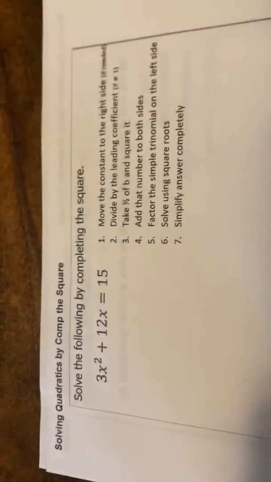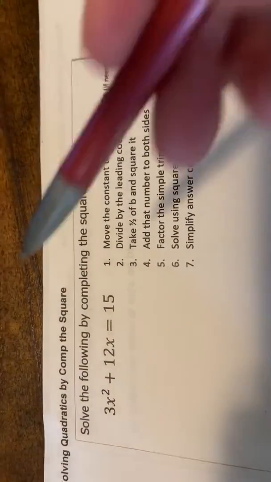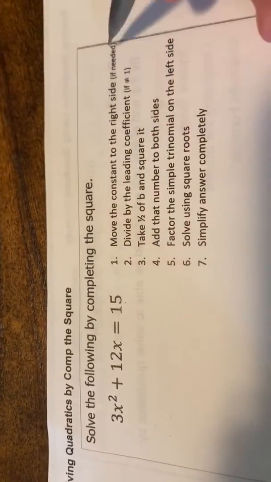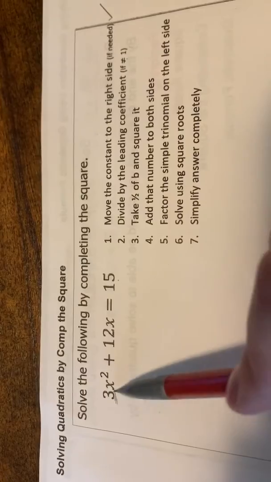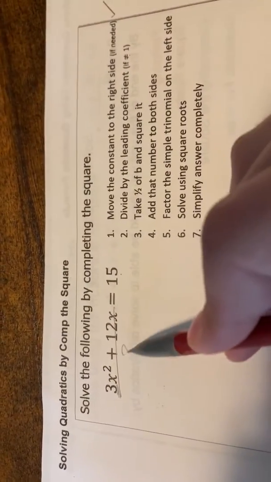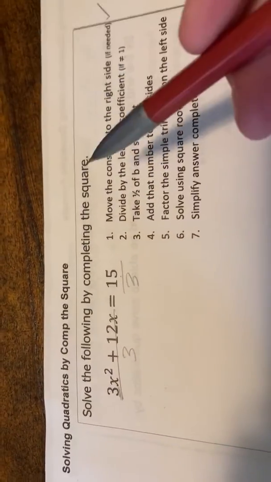All right, got one more problem I'll do real quick. Another one that actually does have a number in the front. Move the constant to the right side. The 15's already moved. Check. Divide by the leading coefficient. Oh, that's 3. There is a number. That means I have to divide all of these numbers by 3.